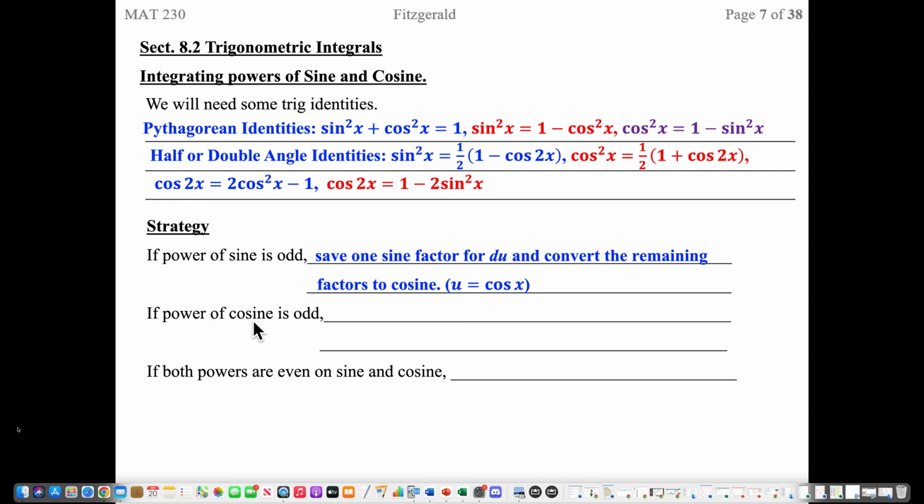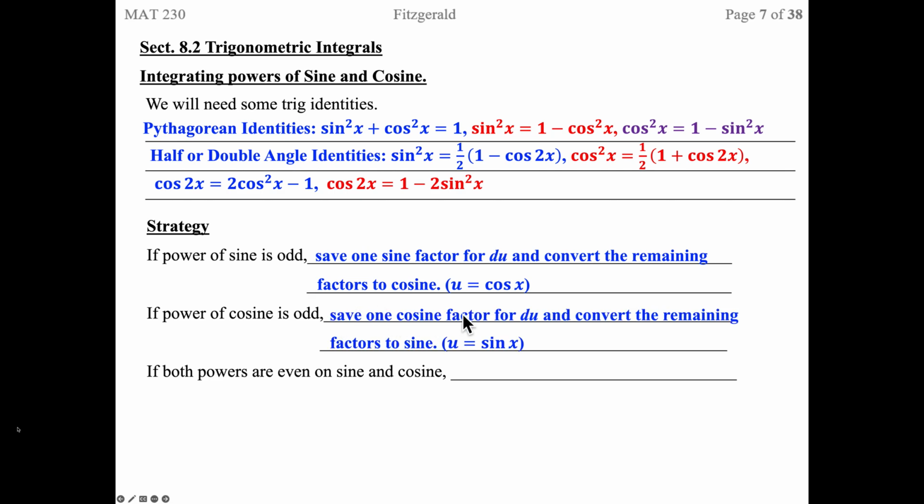If the power of cosine is odd, then you're going to save one of your cosine factors for the du and convert everything into sines. And we'll let u be sine of x, and the derivative of sine of x is cosine of x. That's why you want to save one of these cosines for du.